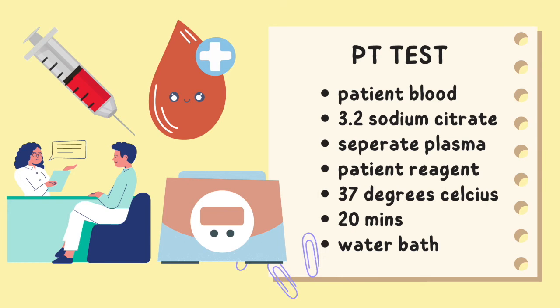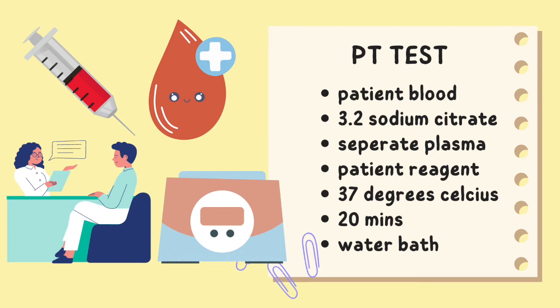So let's start with the PT test. We obtain a sample from a patient's blood by venipuncture, and then we transfer it to a 3.2% sodium citrate tube to prevent the clotting process for our testing. Then we need to separate the plasma by centrifuging the sample for 15 minutes.